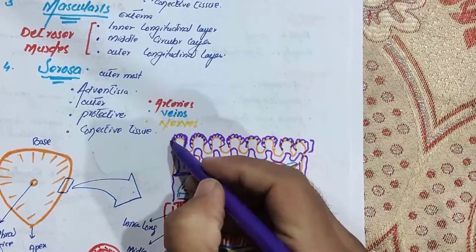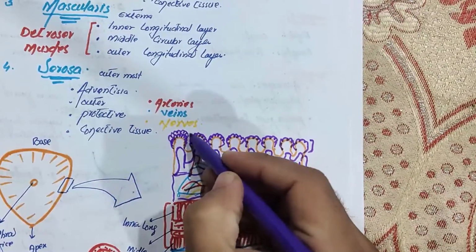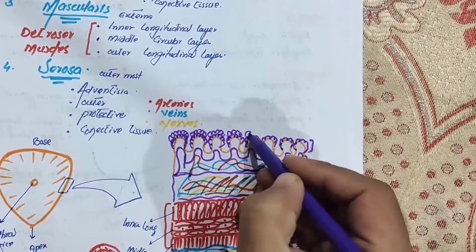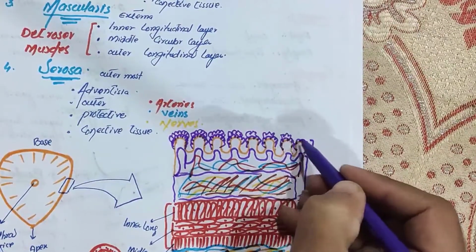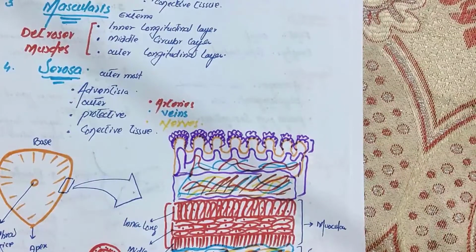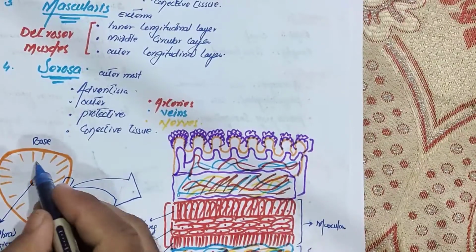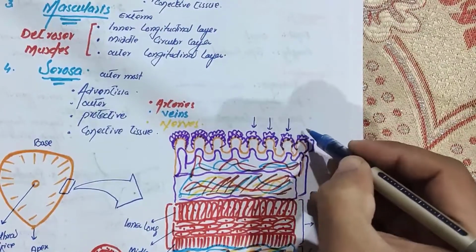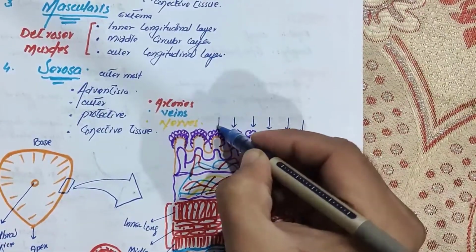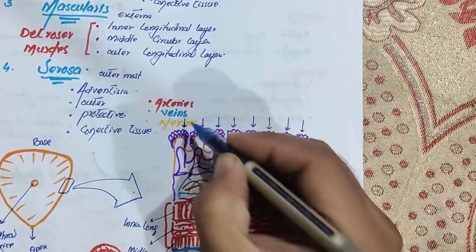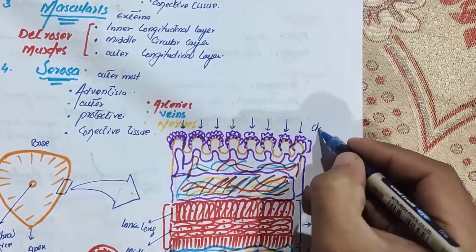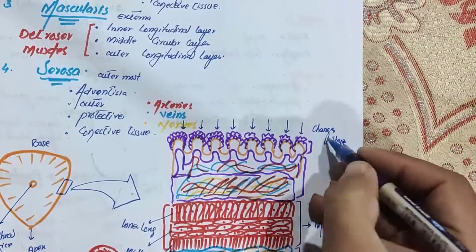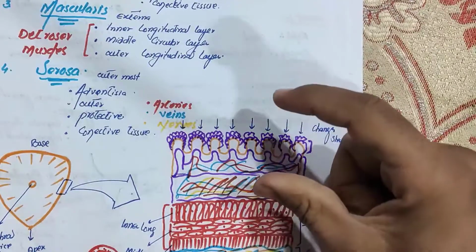Now why is this transitional epithelium called transitional epithelium? Because it changes its shape. Why? Because whenever there is lots of urine inside your urinary bladder and that urine applies pressure on this transitional epithelium, it changes its shape. That is why it is called transitional. So when it changes its shape, they become a little bit.